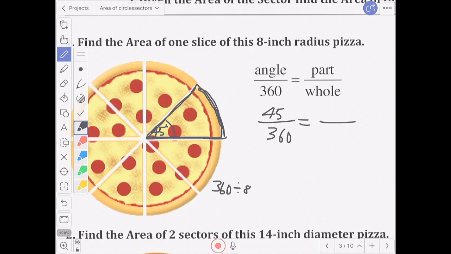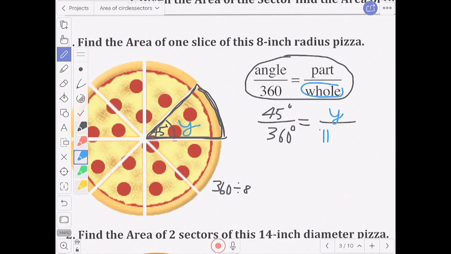Now, we didn't necessarily need this formula to do it. There are other ways to figure out the area, but we're going to stick with this plan because we can use this formula in many different ways. So 45 degrees is in our piece of pizza, 360 degrees in the entire pizza. We're looking for how much area is in one slice of pizza, and I'll just call it Y. You can name it anything you want, X, Y. So how much area is in the entire pizza? Well, we need a formula for that, pi r squared.